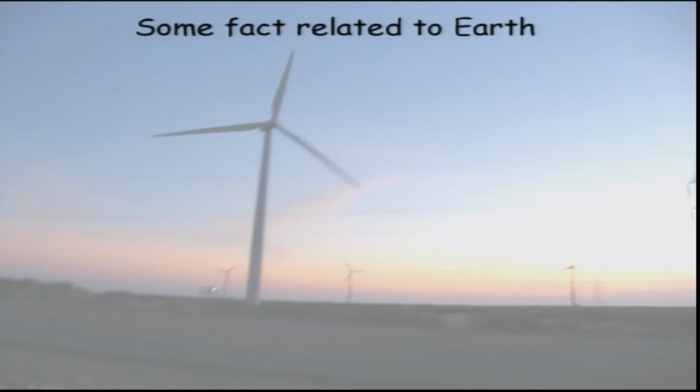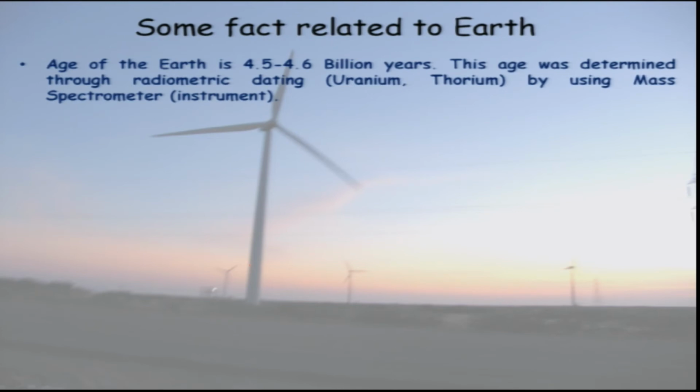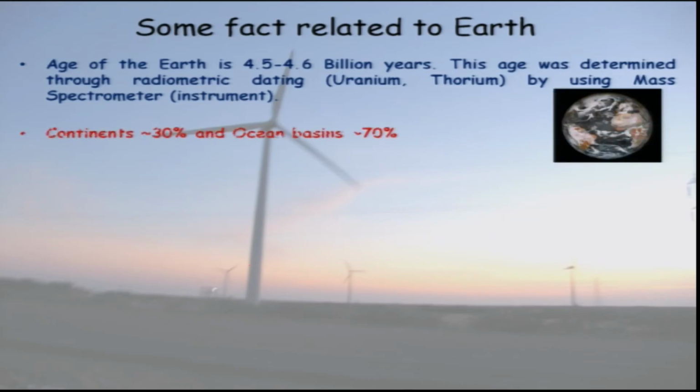Now, some facts which we all see and understand about the Earth. The age of the Earth is around 4.5 to 4.6 billion years, so you should try to remember this. This age was determined from the radiometric dating of uranium and thorium by mass spectrometer. Continents cover almost 30% of the globe, and the rest, almost 70%, is covered by ocean.